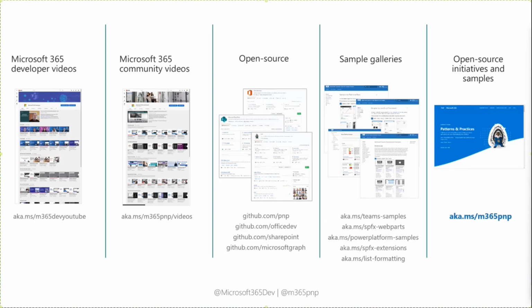And if you're wondering that there are too many URLs to remember, luckily there's only one URL which rules them all, which is aka.ms/m365pnp, and from there you can find all of the links to our community call, YouTube channels, samples, tooling, SDKs, documentation, and all of that stuff. So everything related to our community is found from that one single location.